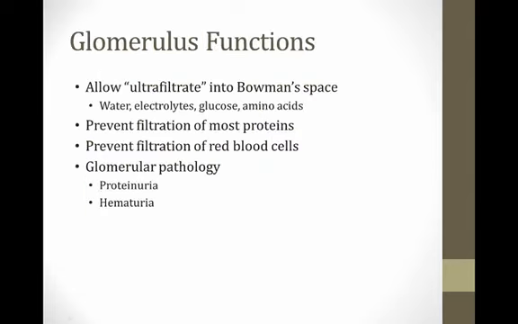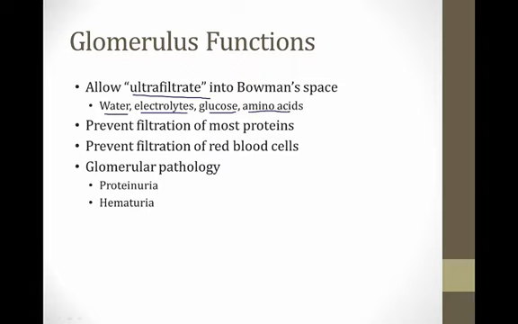Before we can talk about diseases of the glomerulus, we need to talk about what the glomerulus is supposed to do under normal conditions. The glomerulus's job is to allow ultrafiltrate into Bowman space. So what is ultrafiltrate? That's water, electrolytes, glucose, and amino acids, all the things that the kidney wants to allow into the nephron so that it can then control how much it absorbs or excretes.